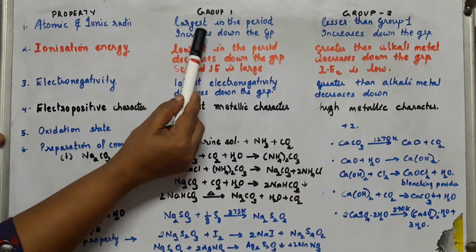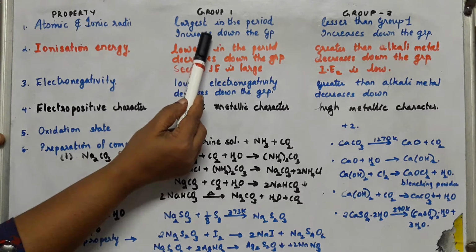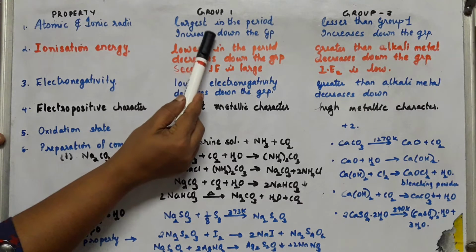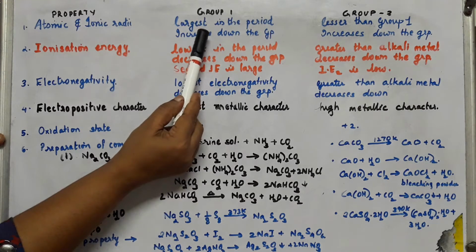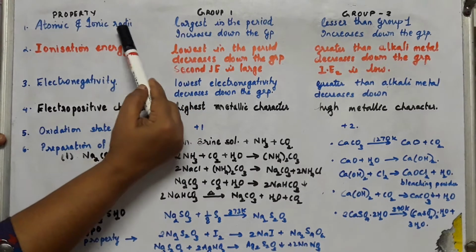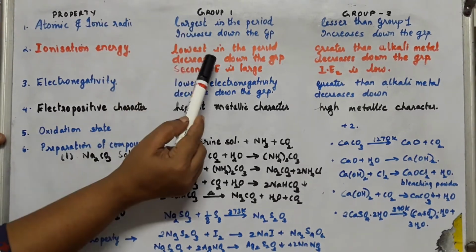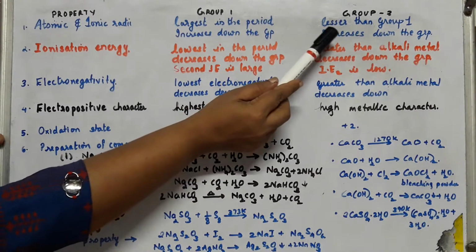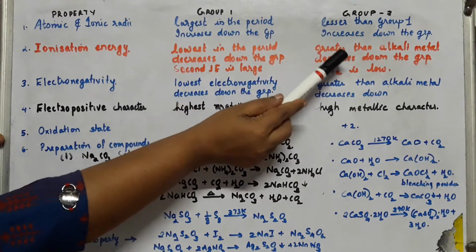This is due to the increase in the number of shells. And as the number of shells increases, the increase in number of shells outweighs the decrease caused by the increase in nuclear charge. Therefore, effective nuclear charge comparatively decreases and therefore atomic and ionic radii increase down the group. The same case happens in group 2 also. Atomic and ionic radii increase down the group.